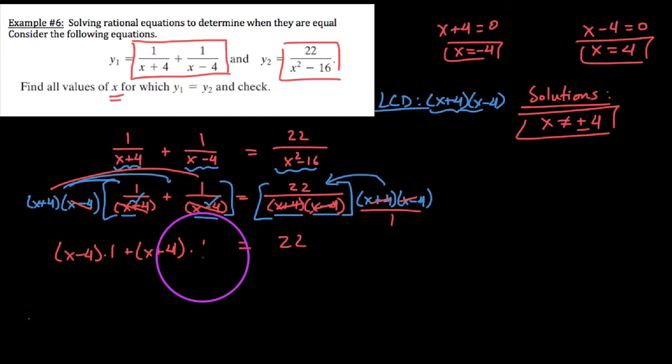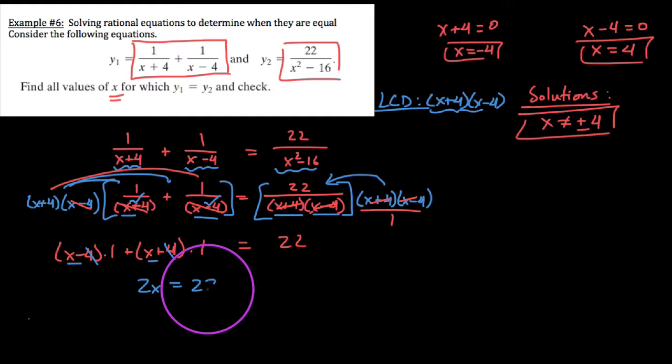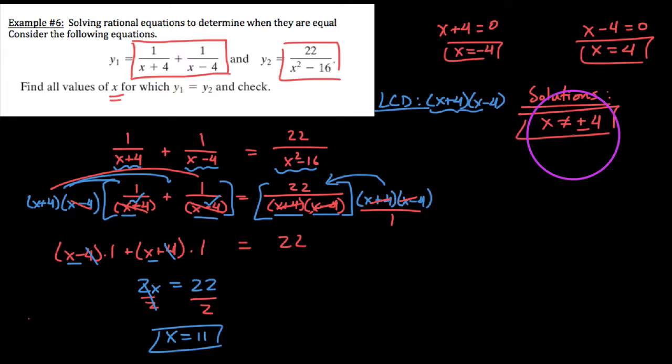This equation is actually a really easy one to solve. We say, well, 2x's on the left. The positive and negative 4 cancel out. 2x is equal to 22. So if I divide both sides by 2 now, I get x is equal to 11. So our solution set here is the set containing the element 11. I don't have to exclude this because the only ones we had to exclude were positive and negative 4.